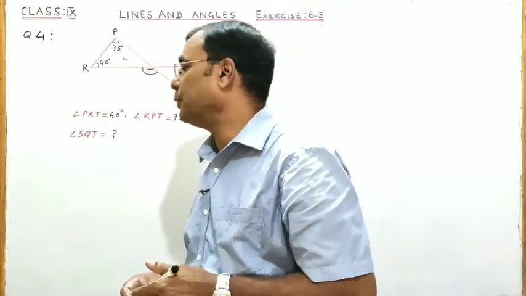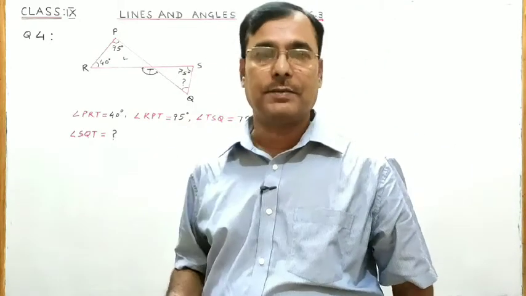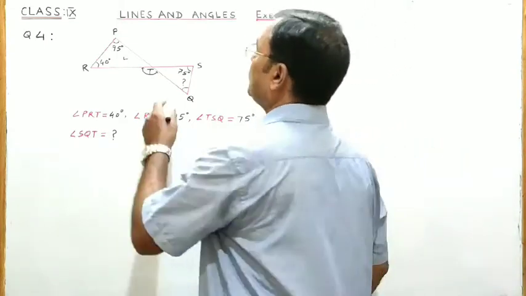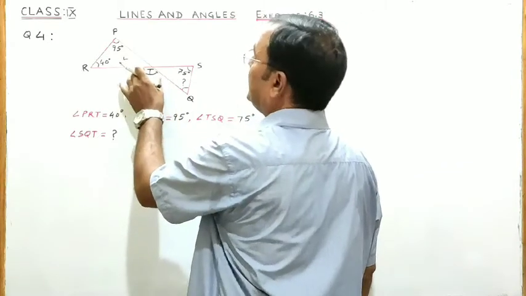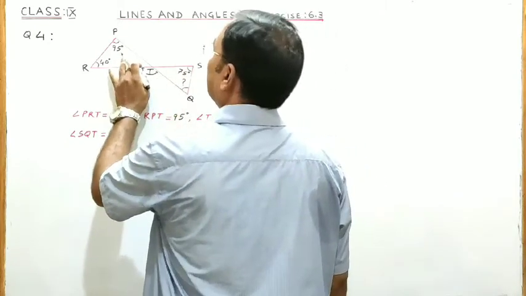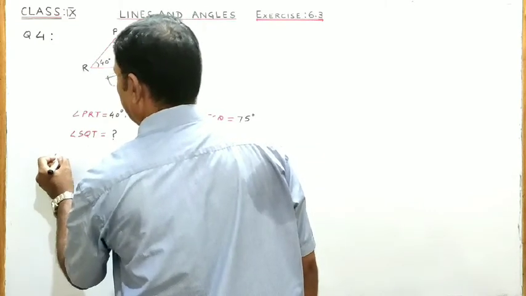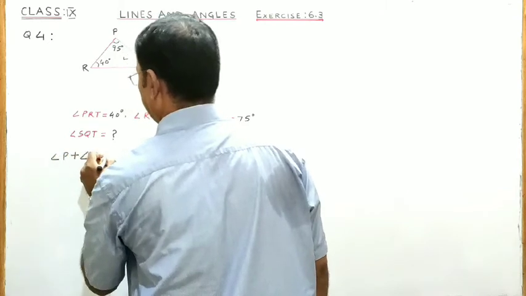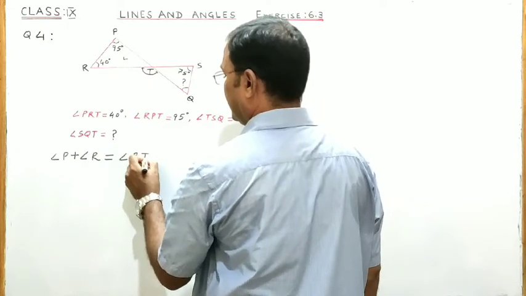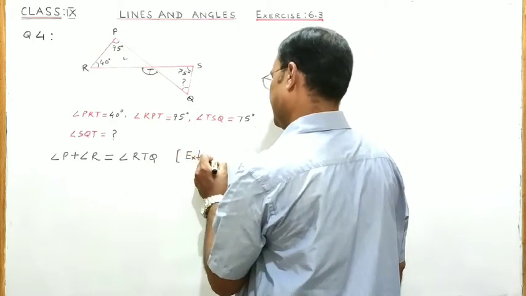So both ways we can proceed with this question to find the angle SQT, using the angle sum property and also using the exterior angle property of a triangle. So let us use the exterior angle property of a triangle and find out angle SQT. So angle P plus angle R is equal to angle RTQ, by the exterior angle property.